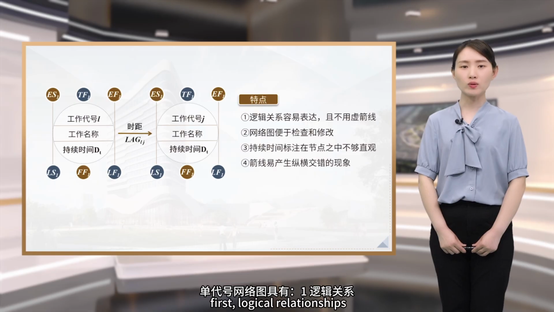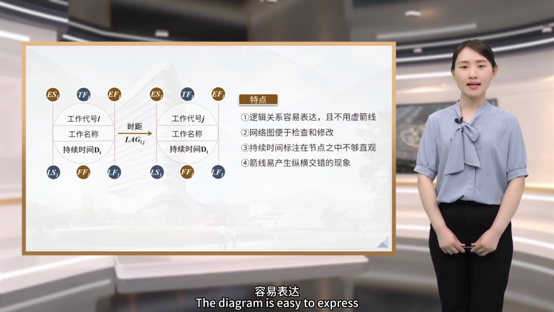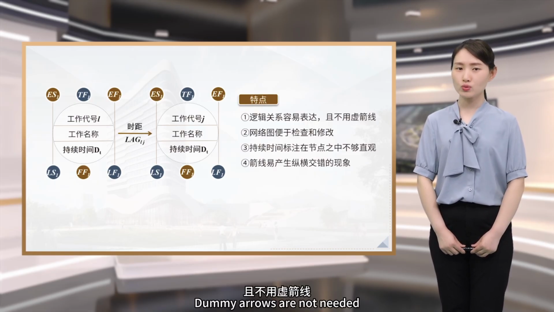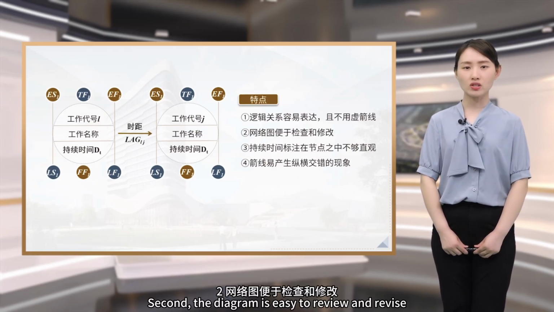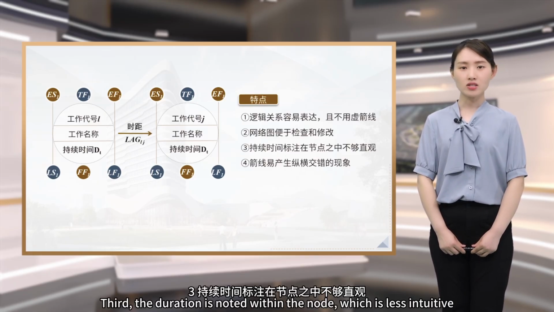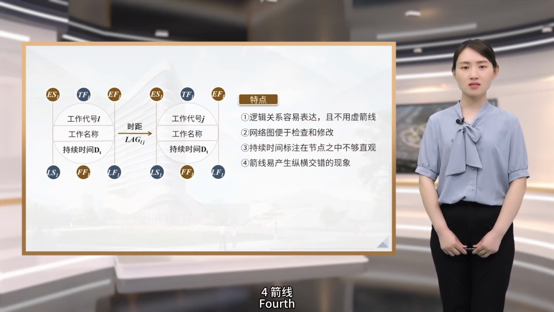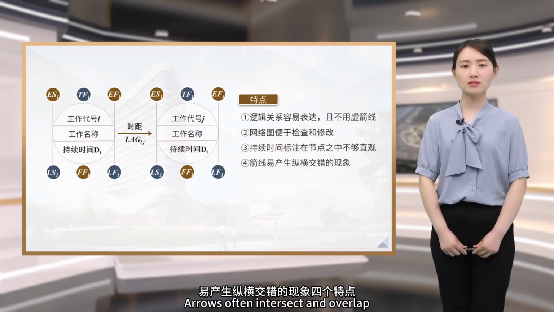First, logical relationships in the diagram are easy to express. Dummy arrows are not needed. Second, the diagram is easy to review and revise. Third, the duration is noted within the node, which is less intuitive. Fourth, arrows often intersect and overlap.